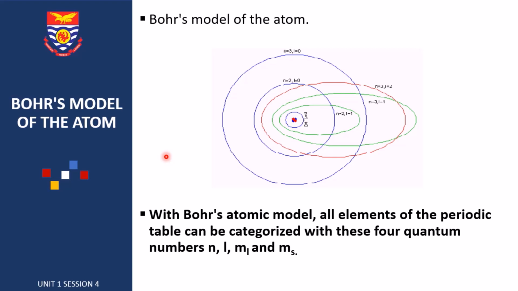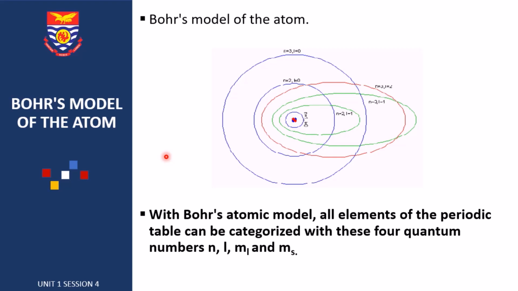Also, the azimuthal quantum number, which talks about the subshells within the energy levels. So within the energy levels, there are other shells that can be found, and they are represented by L. We also have the Ml, which is the magnetic quantum number, which further talks about degenerate orbitals within the subshells.